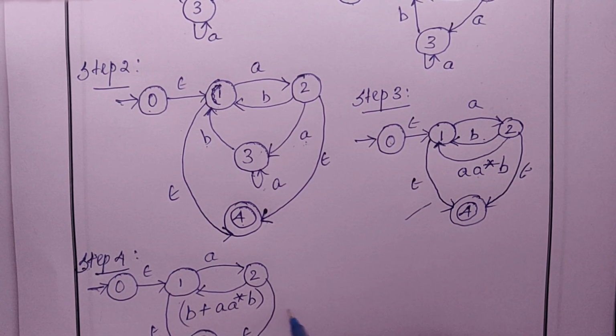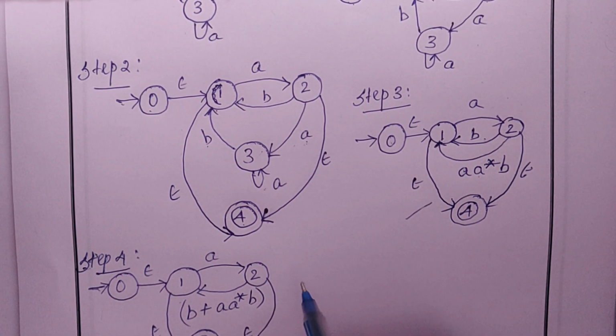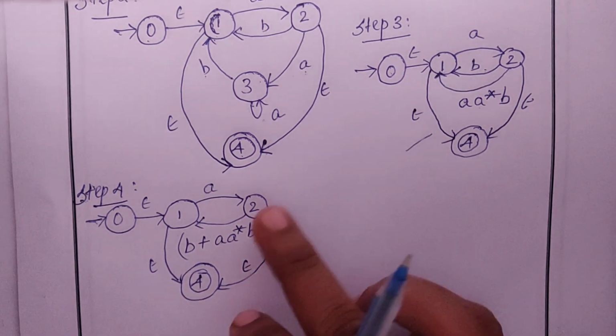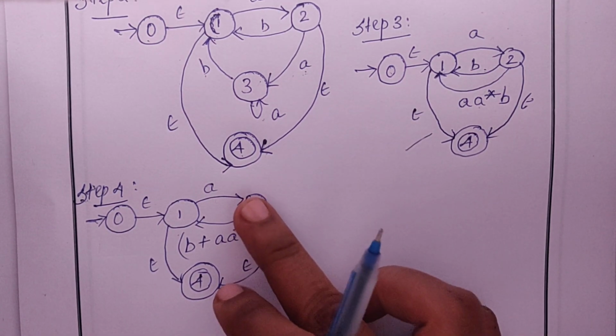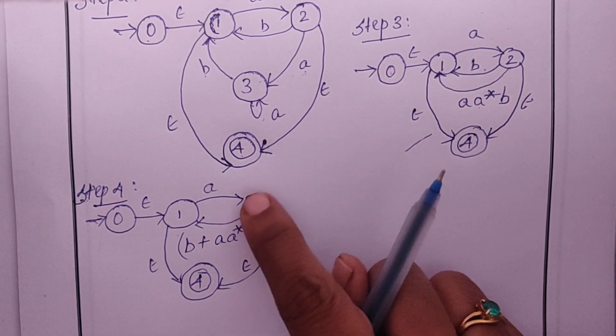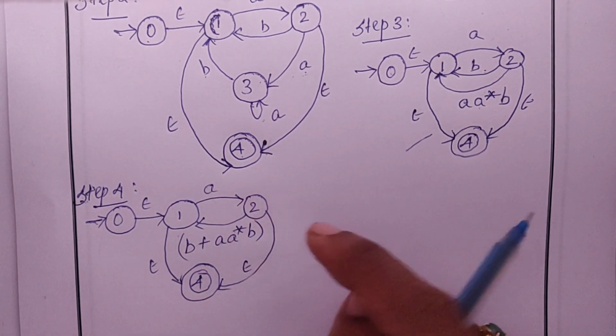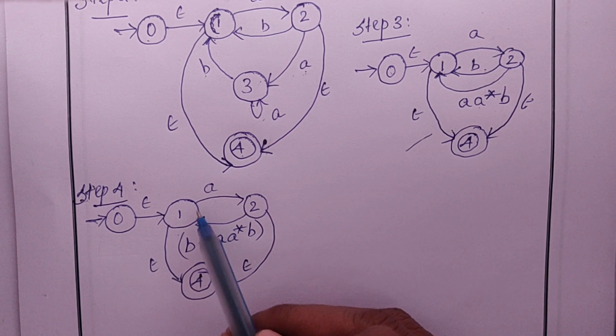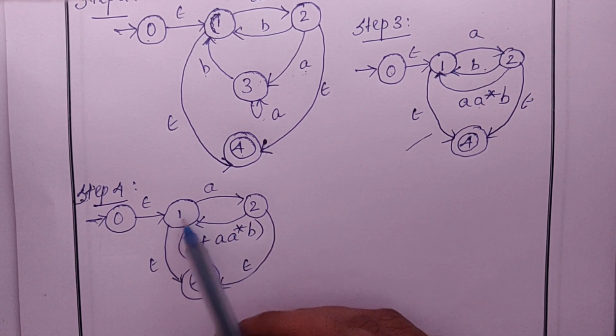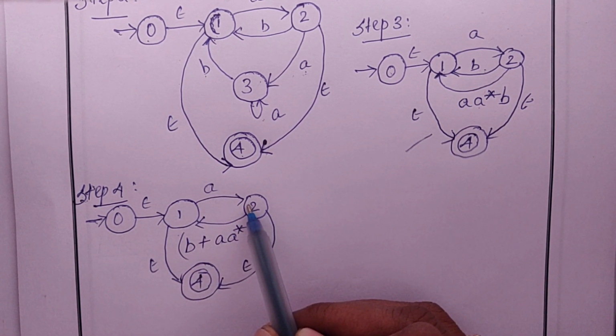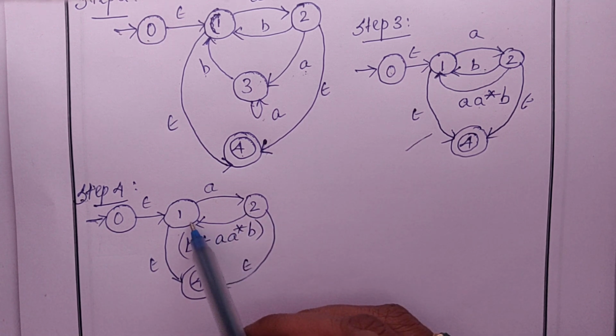Right? Now you check, what is my aim now? I have to remove my state 2. So if I remove my state 2, again see I have 2 outgoing edges and I have an incoming edge. You check this connection. From 1 there is a connection to 2 and again one more connection to 1.